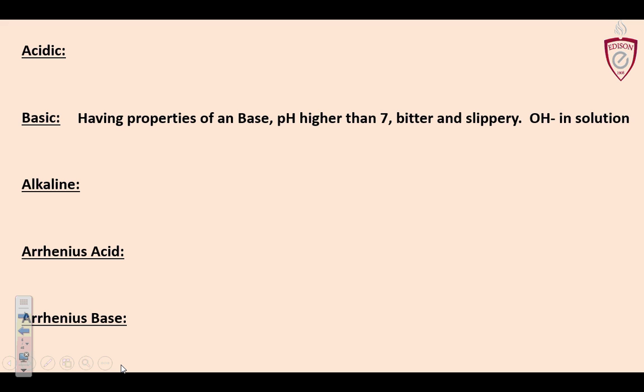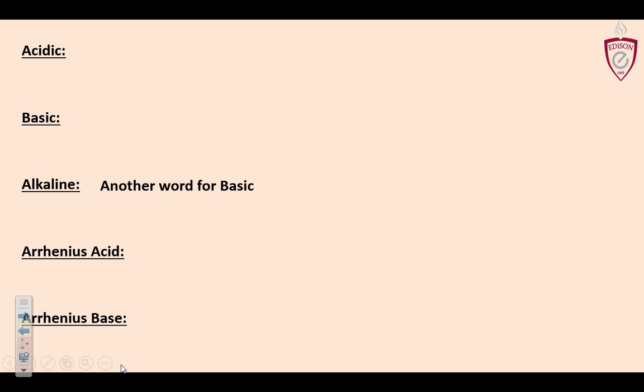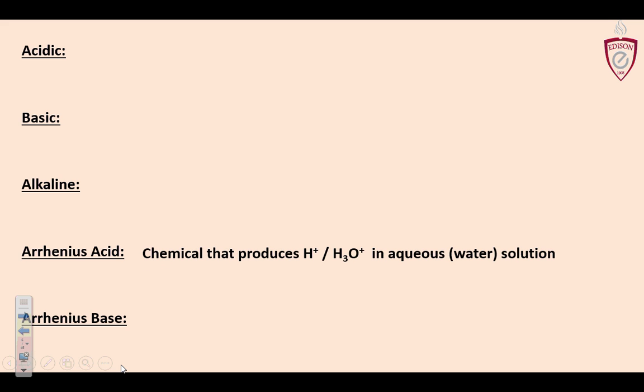Basic. Well, it has the properties of a base, pH higher than 7, so 7 through 14. Bitter and slippery, OH negative in solution. What it produces. Alkaline is just another fancy word for basic. If something is alkaline, we test its alkalinity. We're just talking about how basic it is. We love talking about things that are basic this unit. Y'all better not be basic.